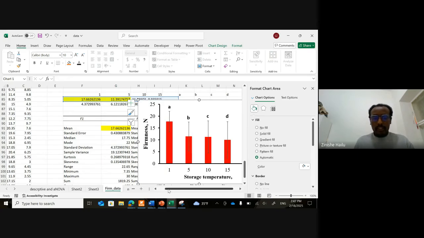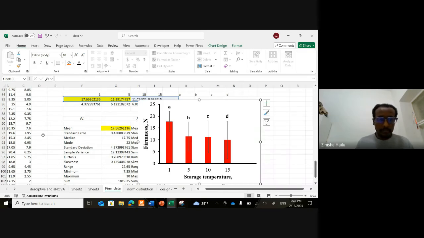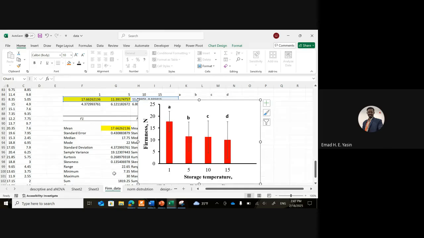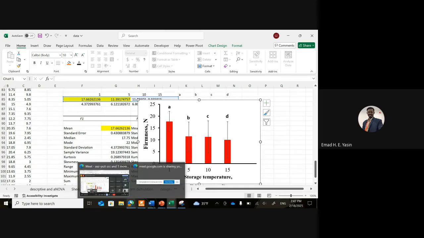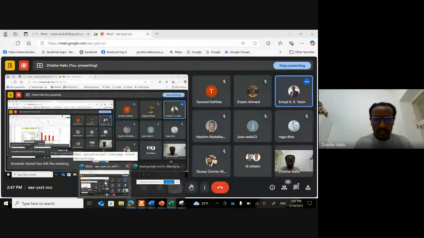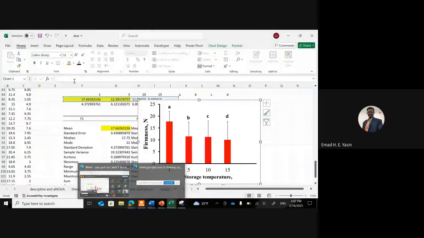So do you have question here on the basic statistics and making visualization? If not, I will proceed to the ANOVA. And then we'll give chance by the end of the session. Can I proceed? Yeah. Okay, cool.